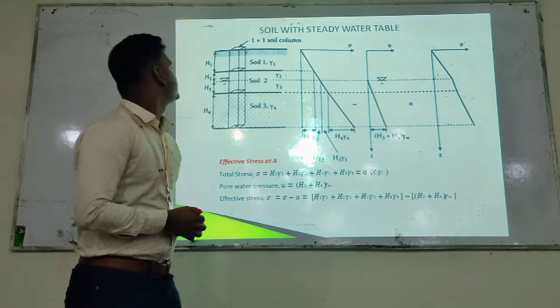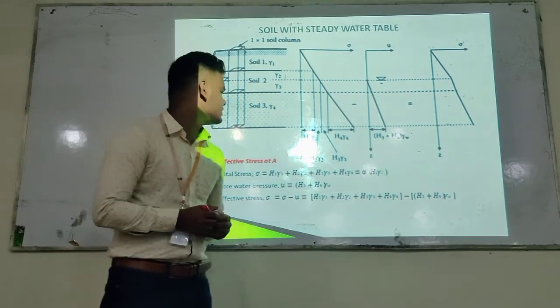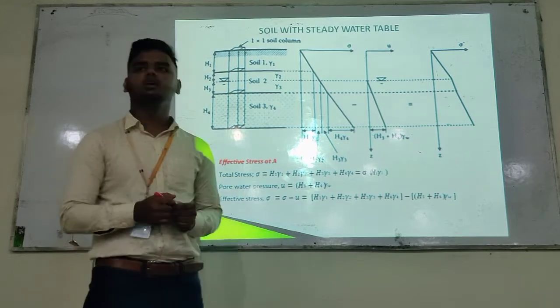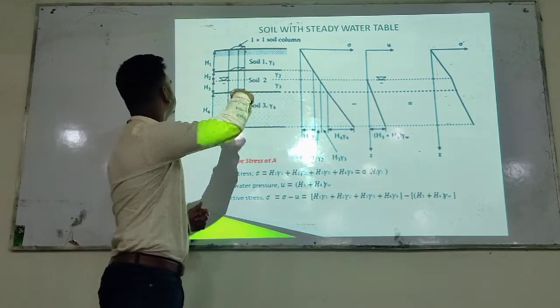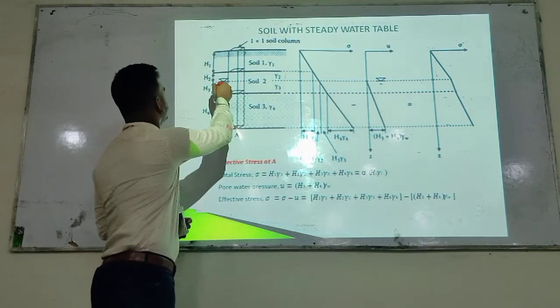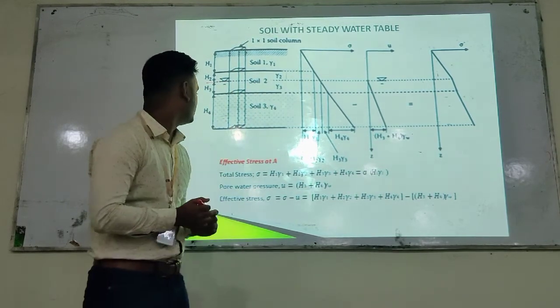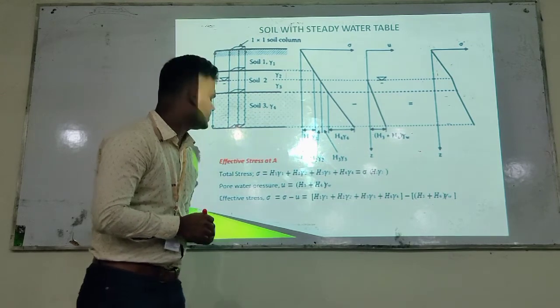Now I am going to discuss the effective stress equation of a soil with a steady water table. Here in this figure we can see different types of soil, and here is the water table, and we have to derive the equation of effective stress from here.